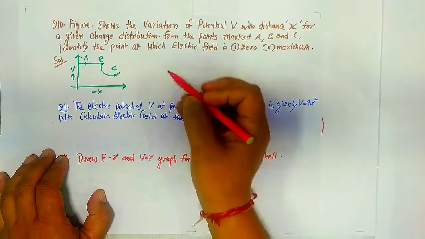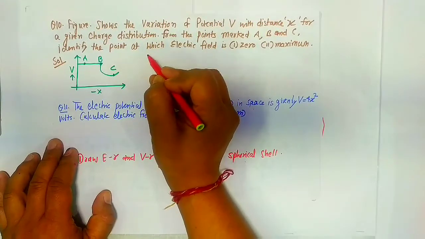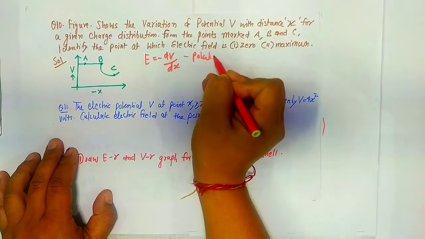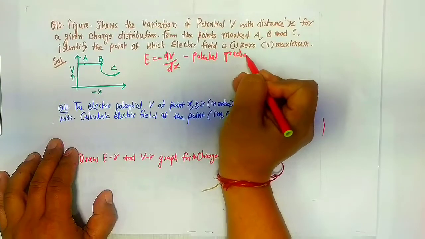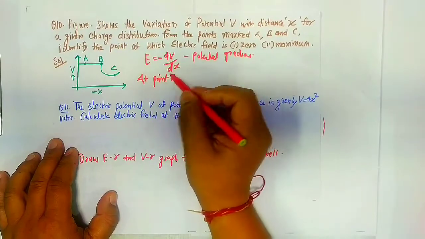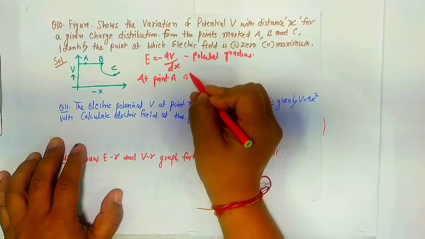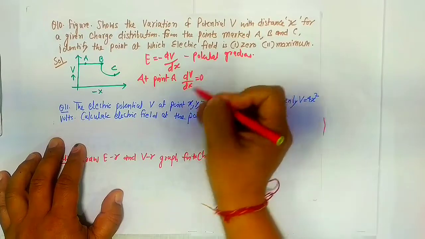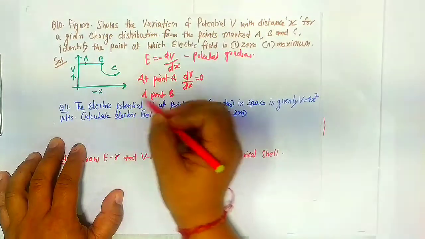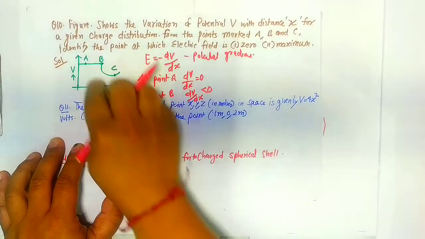How many of you know that this is the graph between V and x, and how many of you remember how V and x are related with the relation E equals minus dV by dx? This was potential gradient. And if I ask you potential gradient at point A, can anyone tell me, what is the potential? Potential is constant. Okay, so at point A, dV by dx will be 0. And at point B, you know that it is going to drop down now, so dV by dx will be less than 0. It is going down.